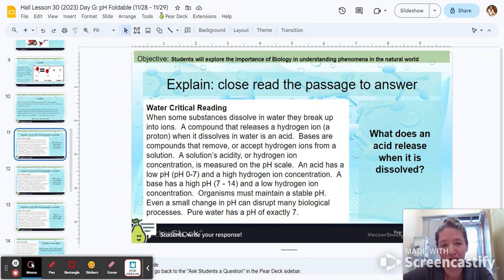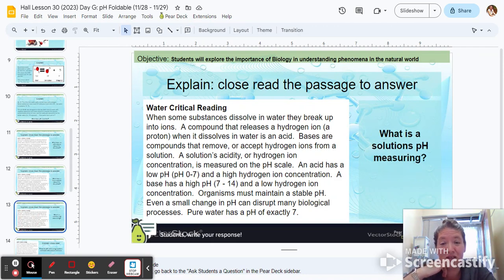So we want to figure out, what does an acid release when it's dissolved? Okay, so that's going to be up here in the first two sentences. On our next slide, what does the base remove when it's dissolved? That is here in kind of our third sentence.